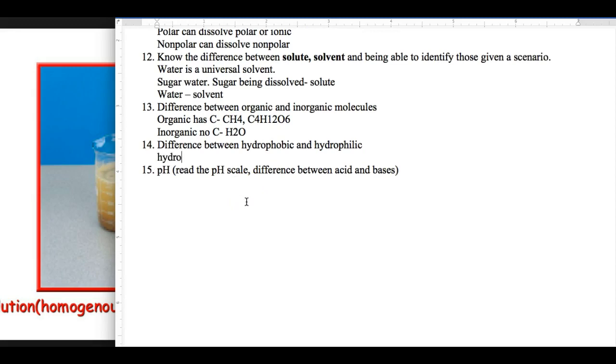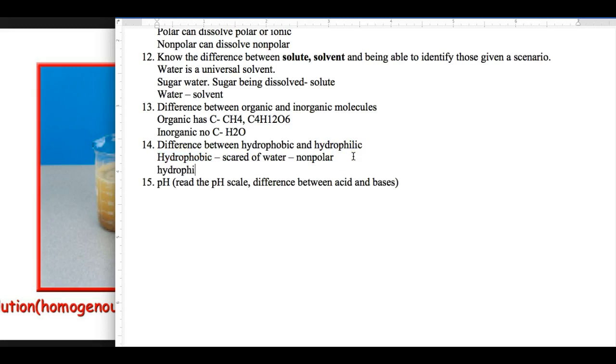Hydrophobic and hydrophilic. Hydrophobic is scared of water. We didn't go over this in class, so this won't be on the test. For example, if something is nonpolar, it's hydrophobic because it can't be mixed with water. Hydrophilic means wanting to be around water. So a polar or ionic molecule can be mixed with water, and we call those hydrophilic. Phobic is something you're scared of, right? So that's scared of water.